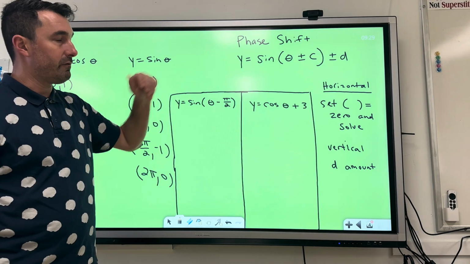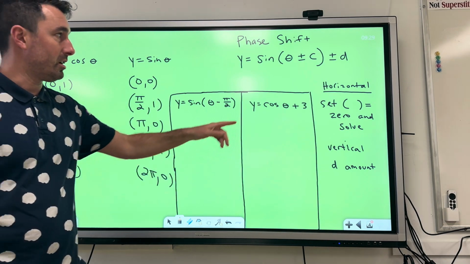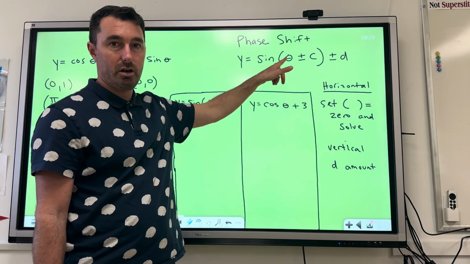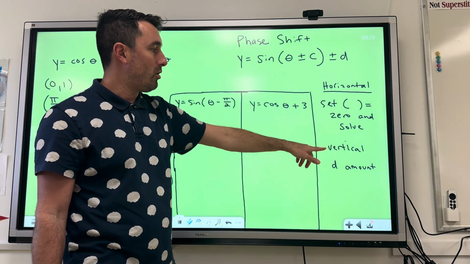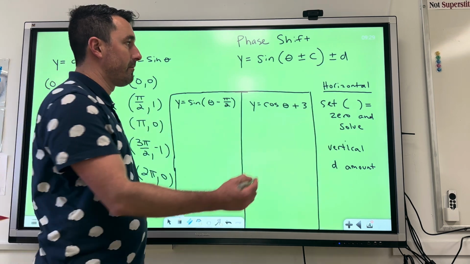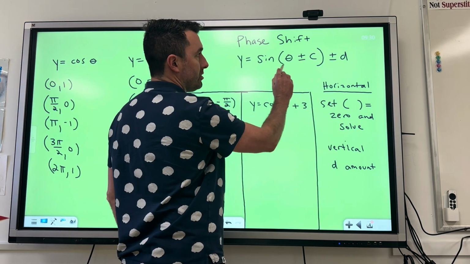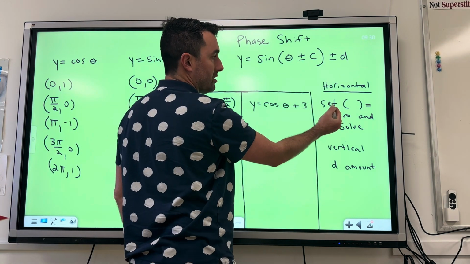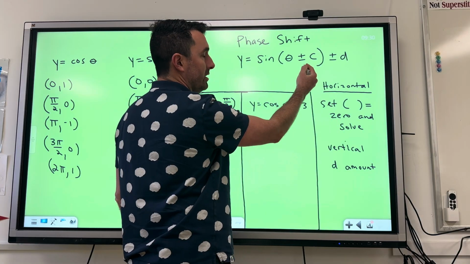And if we have what's called a phase shift, we're going to have two types. We're going to have a horizontal phase shift, which is going to occur inside the parentheses, or a vertical phase shift, which is going to occur outside of the parentheses. So for a horizontal, what you want to do is take what's inside of the parentheses and set it equal to 0 and solve.